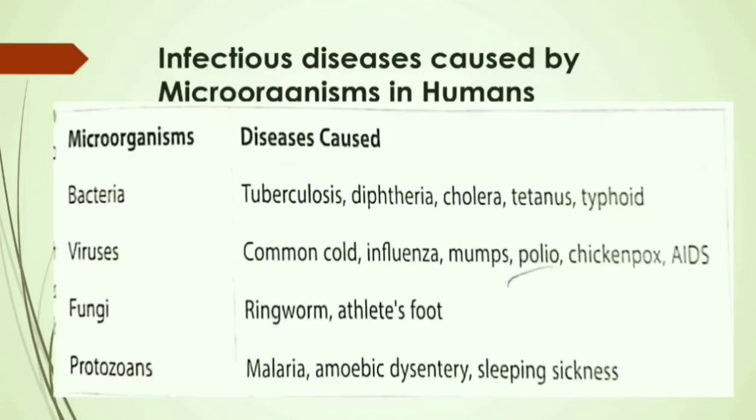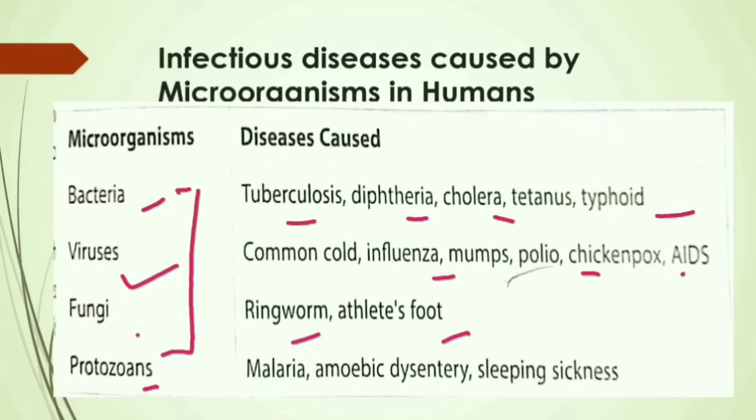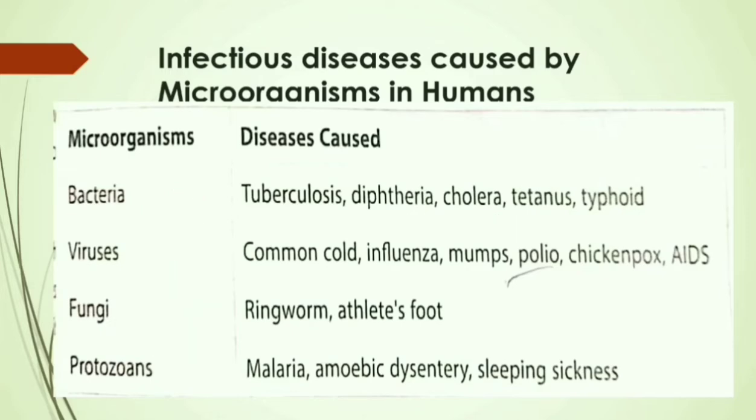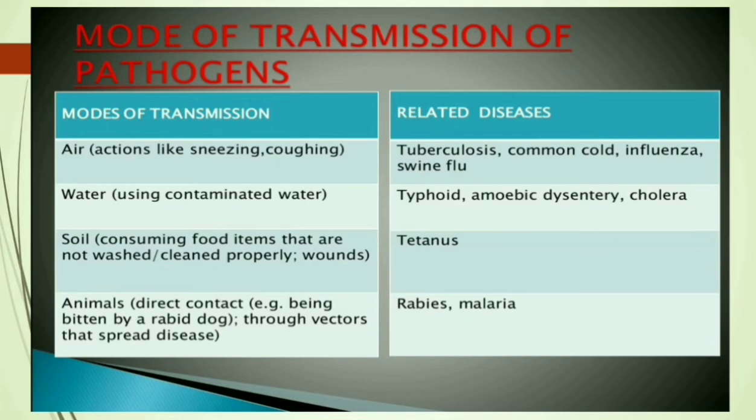We have many types of diseases with their causal organisms, like bacteria cause tuberculosis, diphtheria, cholera, etc. Virus: common cold, influenza, mumps, polio. Fungi: ringworm, athlete's foot. Protozoans. So these are different categories of microorganisms that we already discussed in the beginning. They cause different types of diseases in plants, in animals as well as in human beings, right?